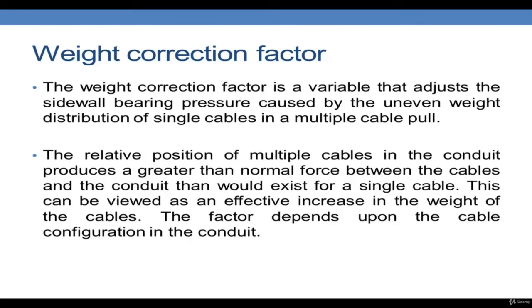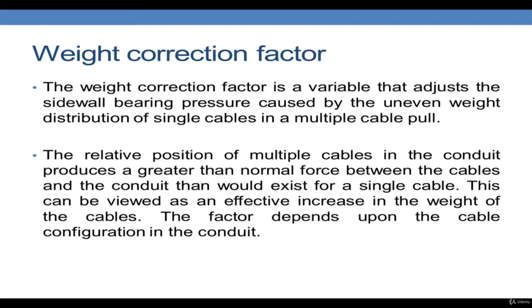Next is the weight correction factor. The weight correction factor is a variable that adjusts the sidewall bearing pressure caused by uneven weight distribution of single cables in a multiple cable pull. During the cable pulling, we will consider the weight of every cable. If we are doing multiple cable pulls, then we should adjust the weight, and that is given by the weight correction factor. The relative position of the multiple cables in the conduit produces a greater than normal force between the cables and the conduit than would exist for a single cable.